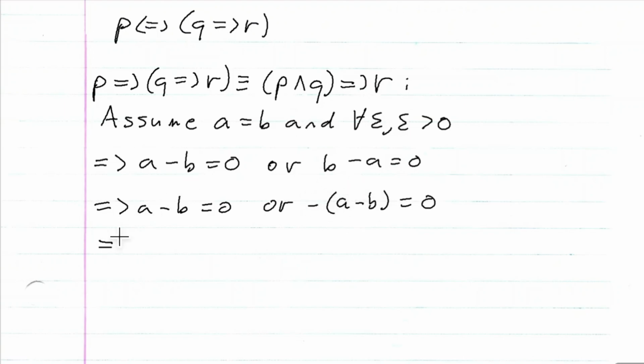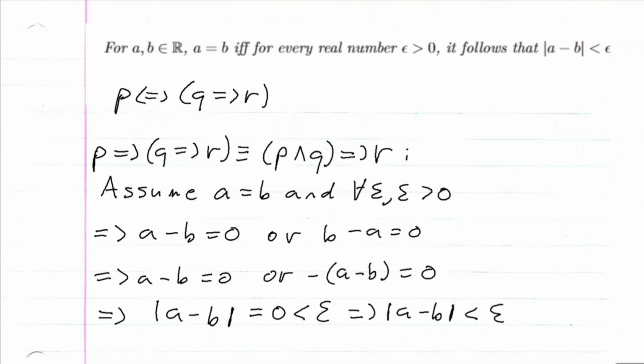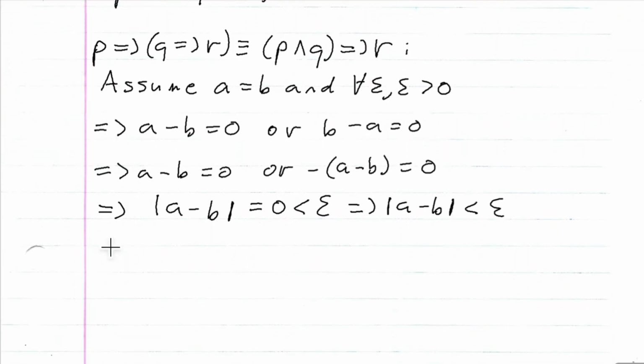The reason why we did that is because this is the definition of the absolute value of A minus B being equal to 0. And of course, we assumed that epsilon was bigger than 0, so epsilon is bigger than this. So this implies that the absolute value of A minus B is less than epsilon, which is exactly what we wanted to prove. So we proved it the first way. Now we've got to prove it the other way.